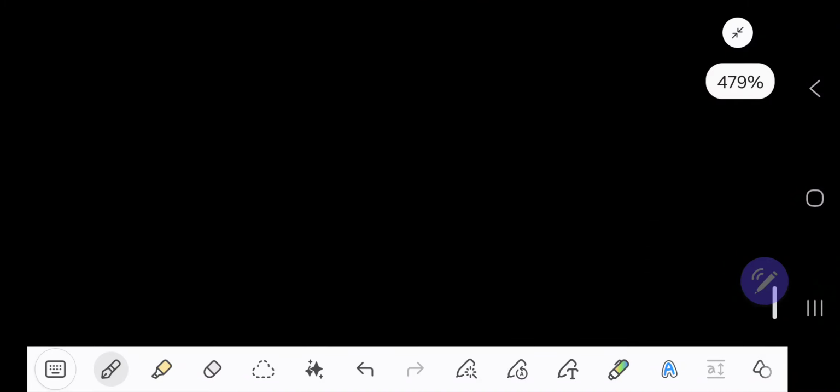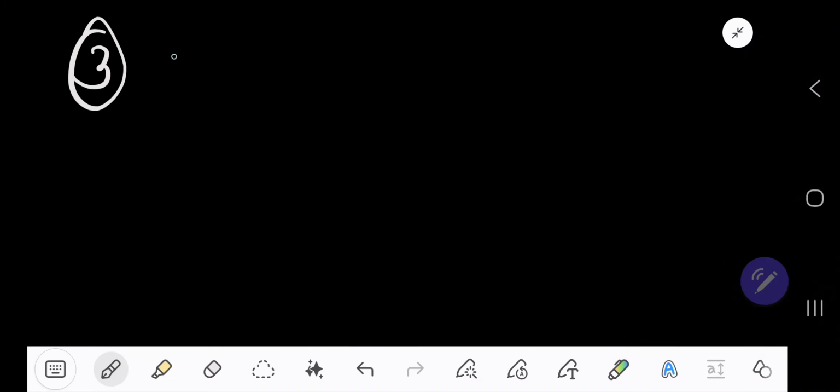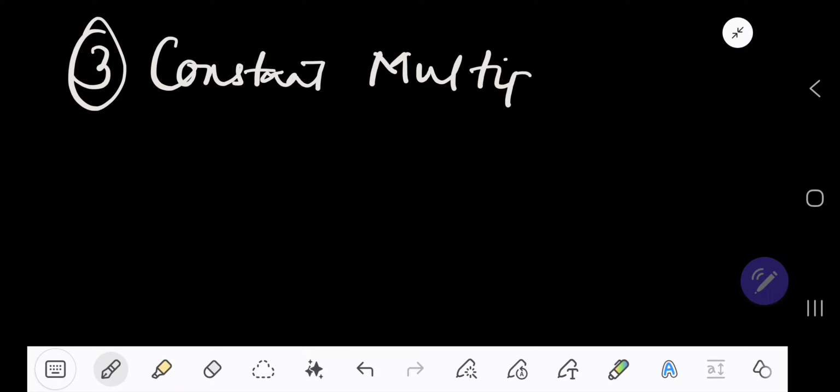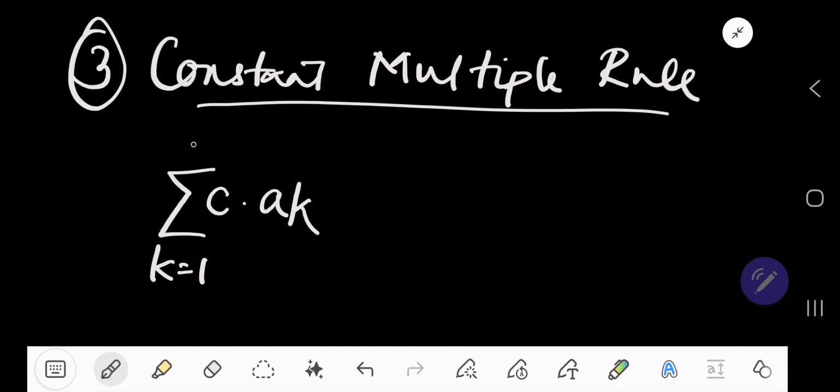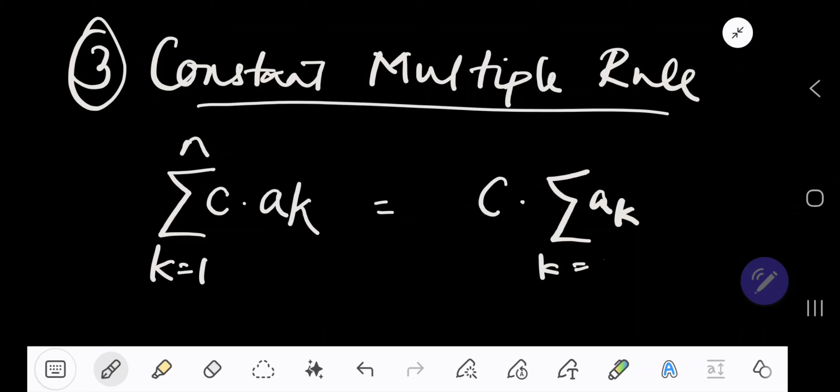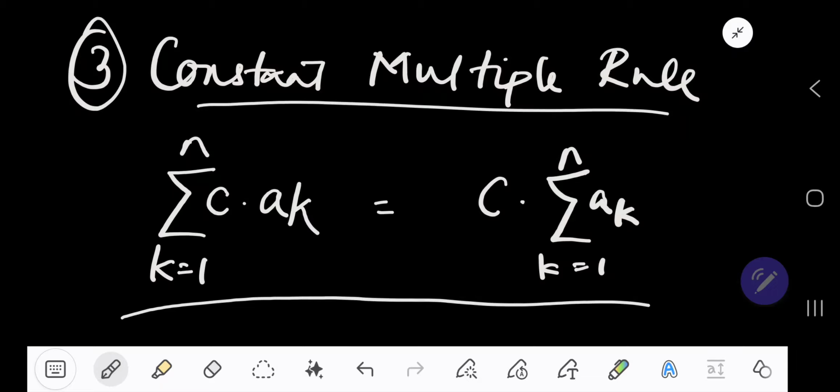A third rule is the constant multiple rule, which you also might have seen for derivatives, but that's a completely different topic, so we won't talk about that here. So the summation of any constant multiplied by ak from k equals 1 to n equals the constant multiplied by the summation of ak from k equals 1 all the way till n. All of these rules are important, so you should note them down.